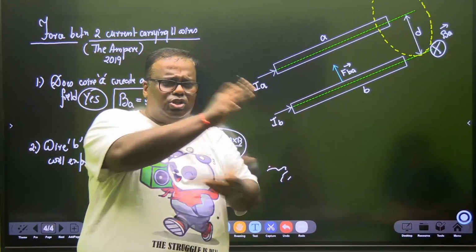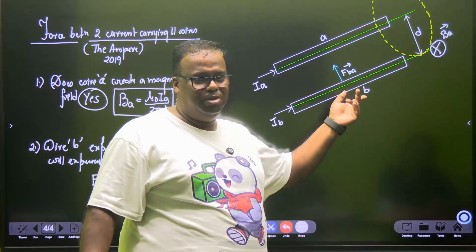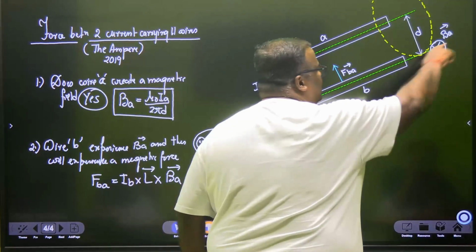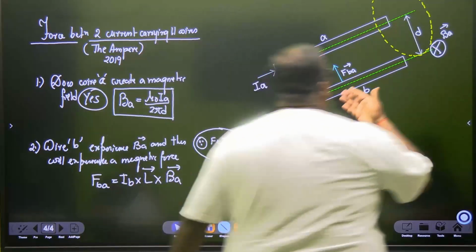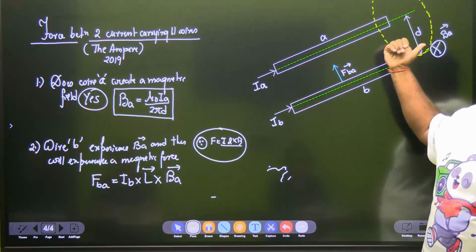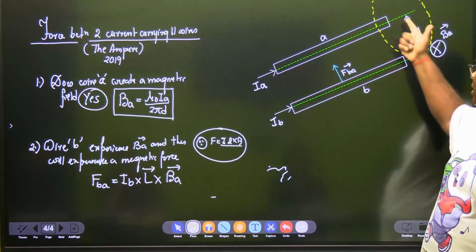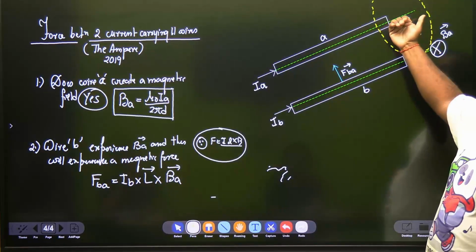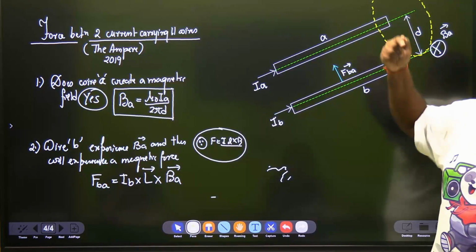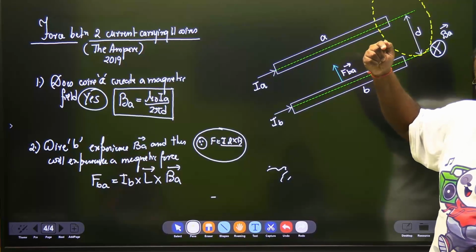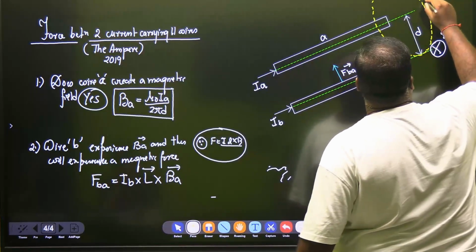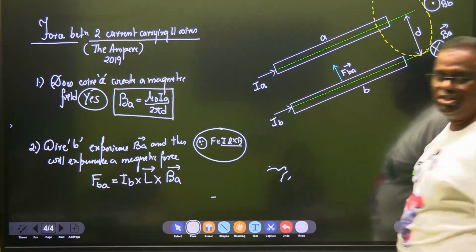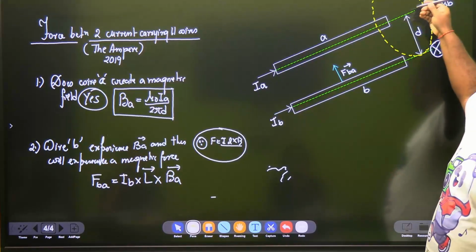Now just swap the story, like you make him the victim. Think that B is out here, and B current is going in which direction? This direction. Again, the rule becomes the same. Curl your fingers. So if I want to find out at a distance D here, considering this wire, this is the current carrying wire, then the magnetic field here will be coming out. Got it? So I can also say that there will be a magnetic field here which is BB, and this magnetic field will be in this direction, and current is going in this direction.